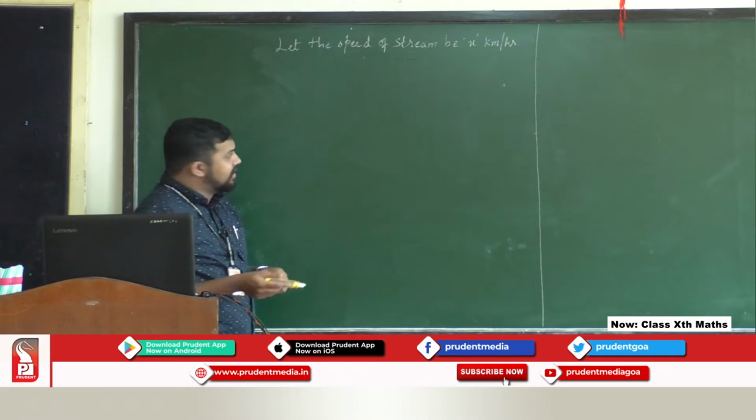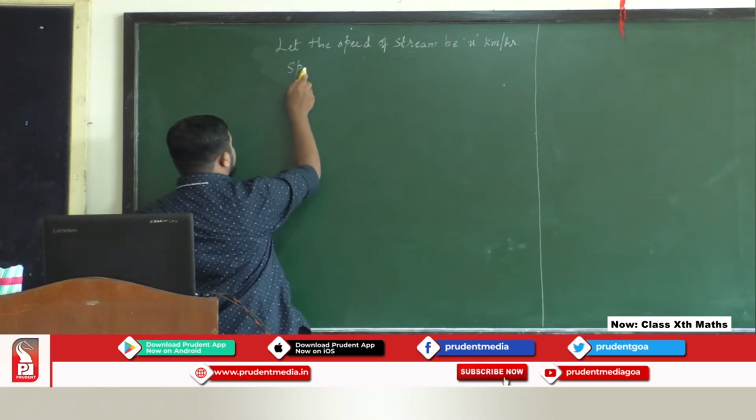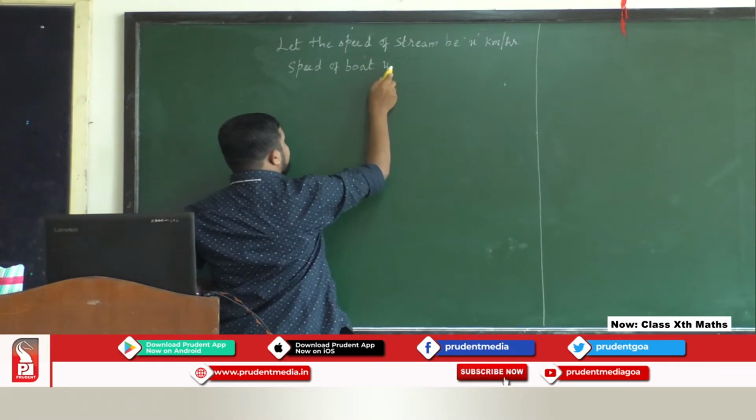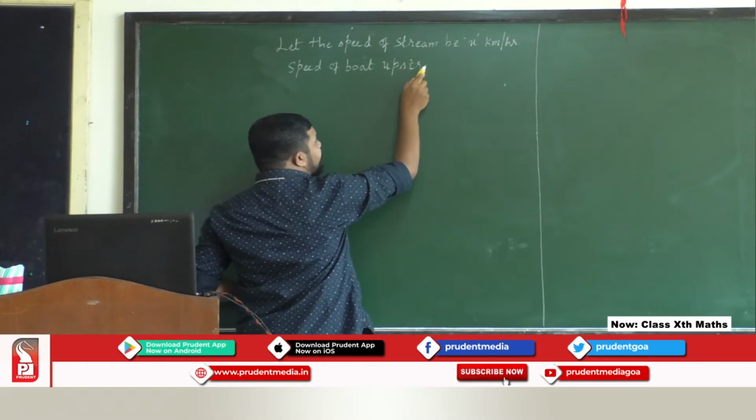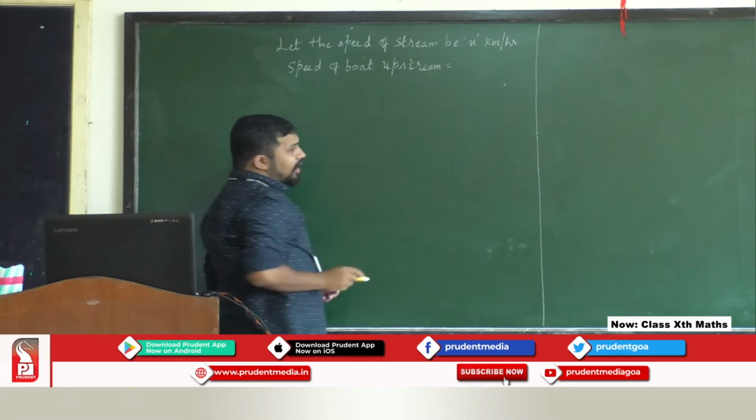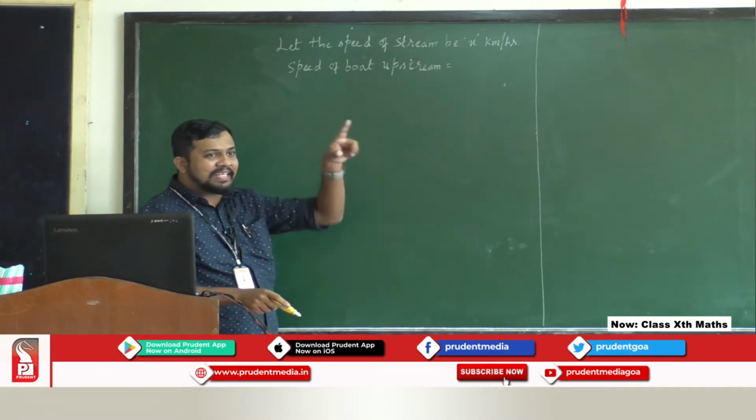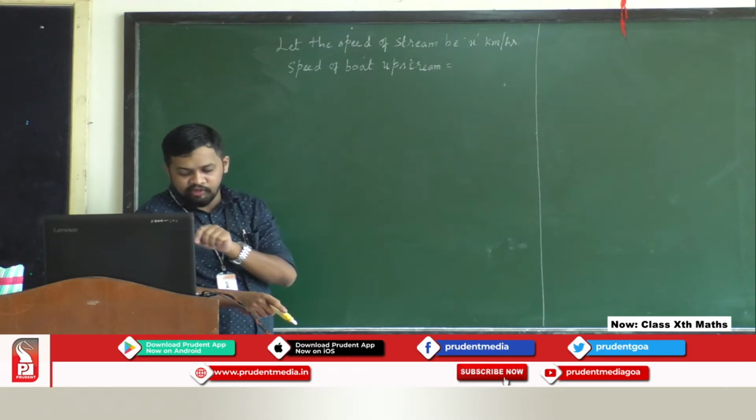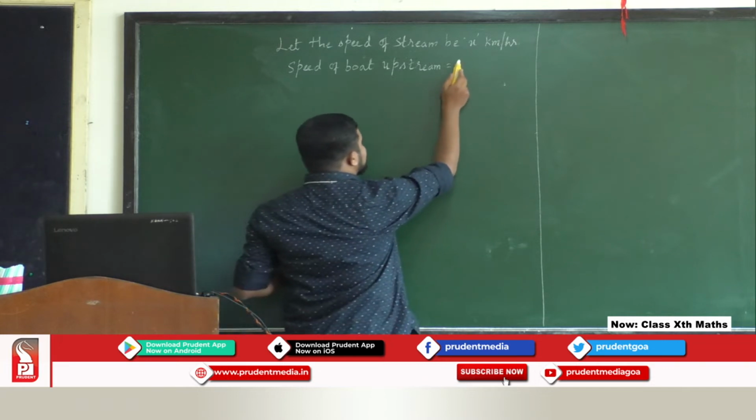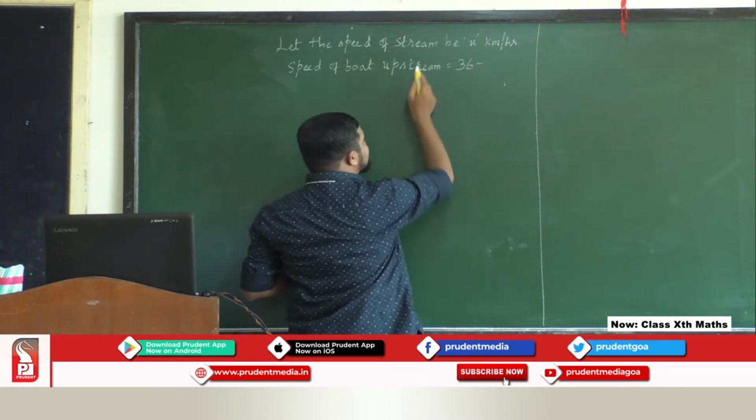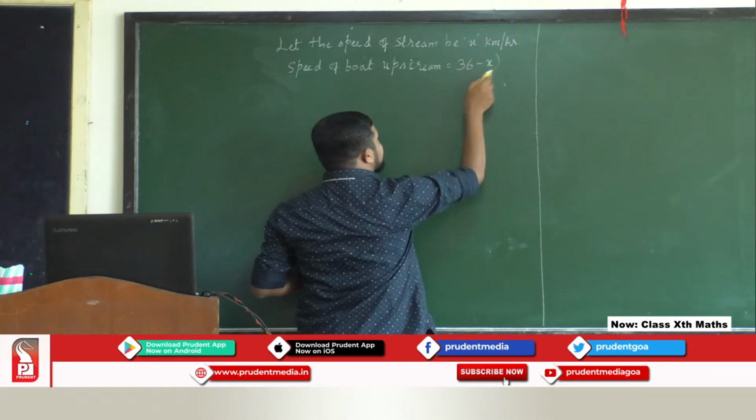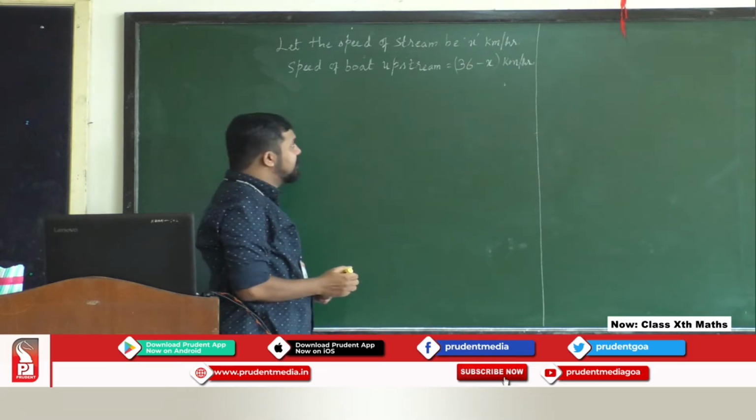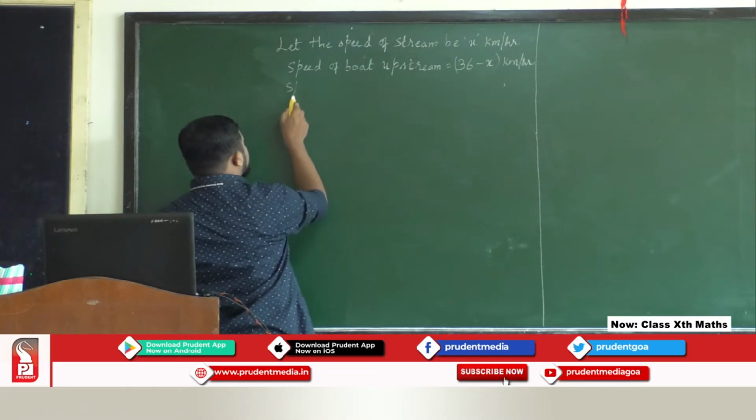So my next statement will be speed of boat upstream. I can start with downstream also, no problem. Upstream, what I did in upstream, b minus x. What was b? B was the speed of the boat. In the question it is given, the speed of the boat is 36, and the speed of the stream is x. So 36 minus x per hour.